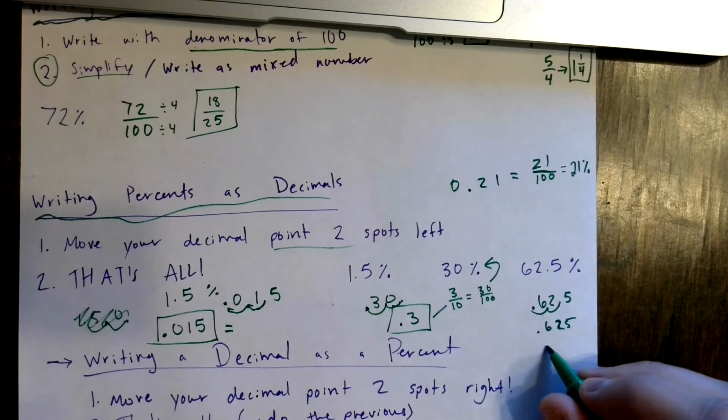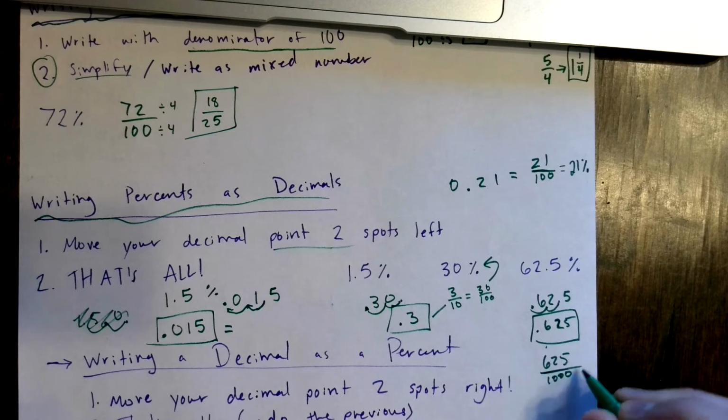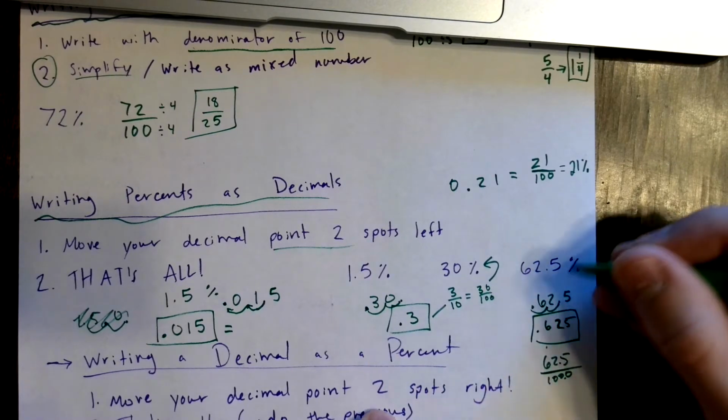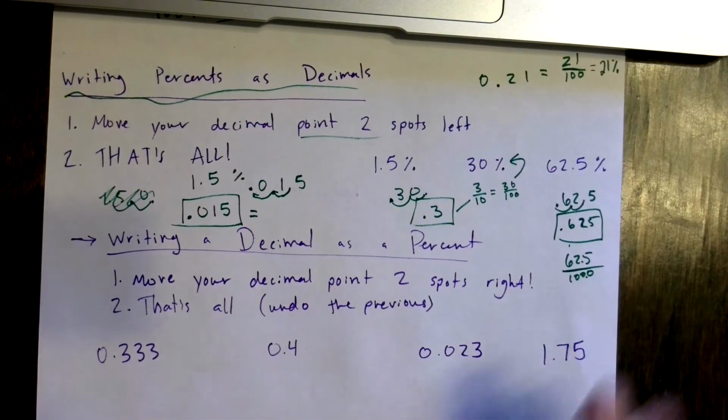I could write that as 625 out of 1,000. And if we move those decimal places both once, we would see it's out of 100, which makes sense for our decimal here. Okay. So we just wrote our percents as decimals.